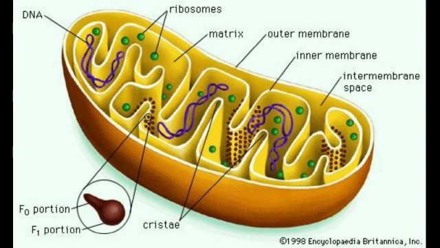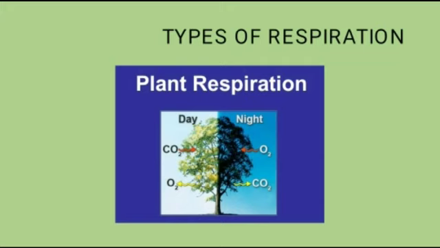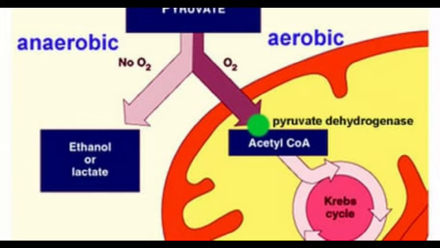The next topic is types of respiration. Respiration involves exchange of gases between the organism and the external environment. The plants obtain oxygen from their environment and release carbon dioxide and water vapor. This exchange of gases is known as external respiration. It is a physical process. Biochemical process occurs within cells where the food is oxidized to obtain energy. This is known as cellular respiration.